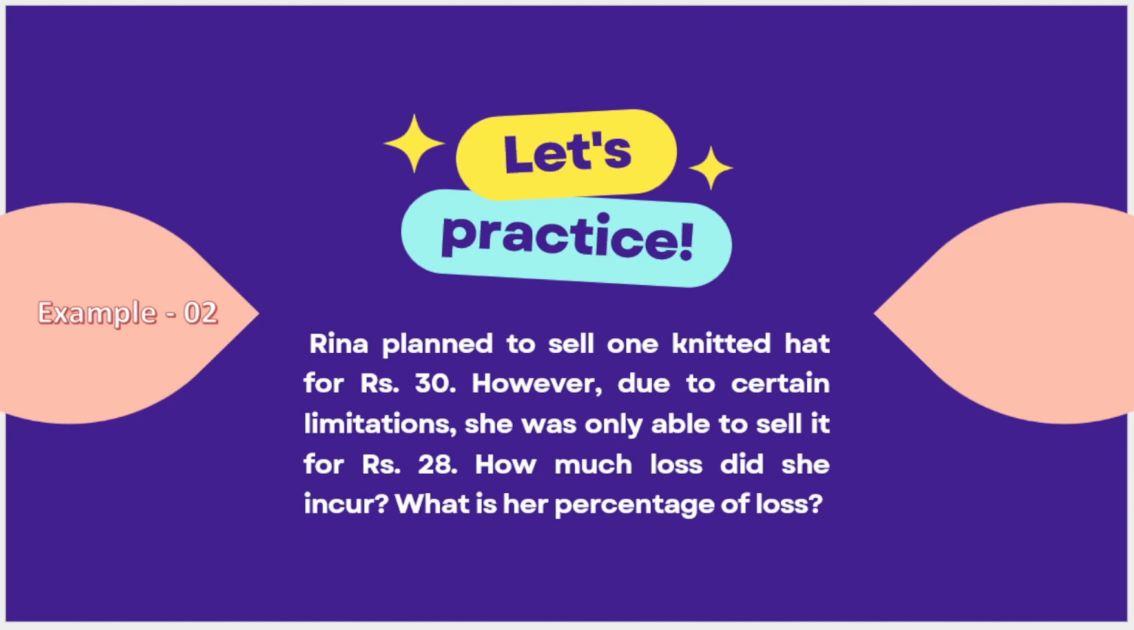Example 2. In example number 2, it is given that Reena planned to sell one knitted hat for 30 rupees. However, due to certain limitations, she was only able to sell it for 28 rupees. Then, we have to find how much loss she incurred and also what is her percentage of loss. Let us try to solve this example number 2.